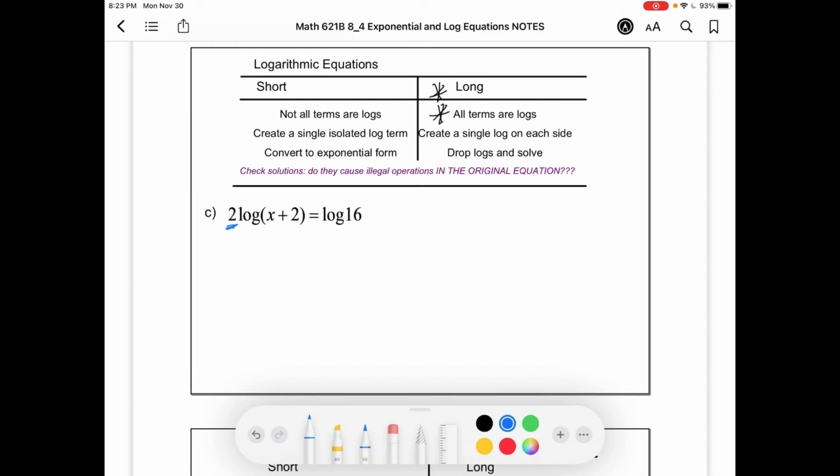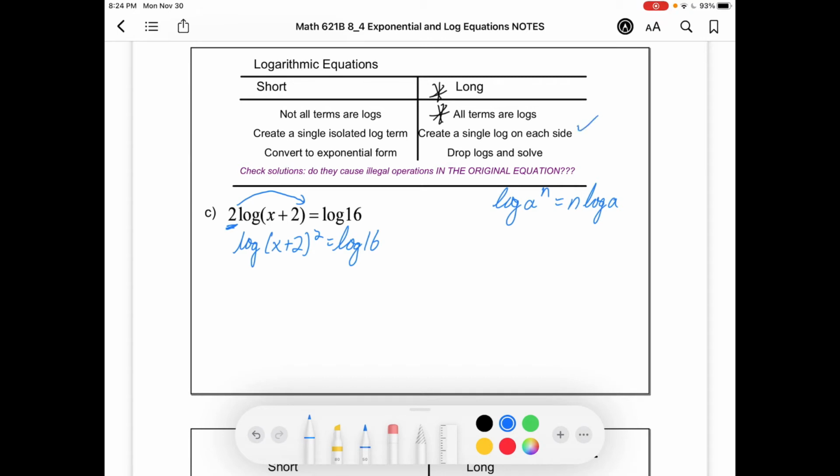Well, we could make that 2 live somewhere else. From the power law, which says that log of a to the n equals n log a, we know that we could make this 2 live up here as an exponent. So I can rewrite this as log of x plus 2 all squared equals log of 16. Now it reads as log something equals log something else. This is fair. This is where we can actually drop the logs and then solve. So we have created a single log on each side.